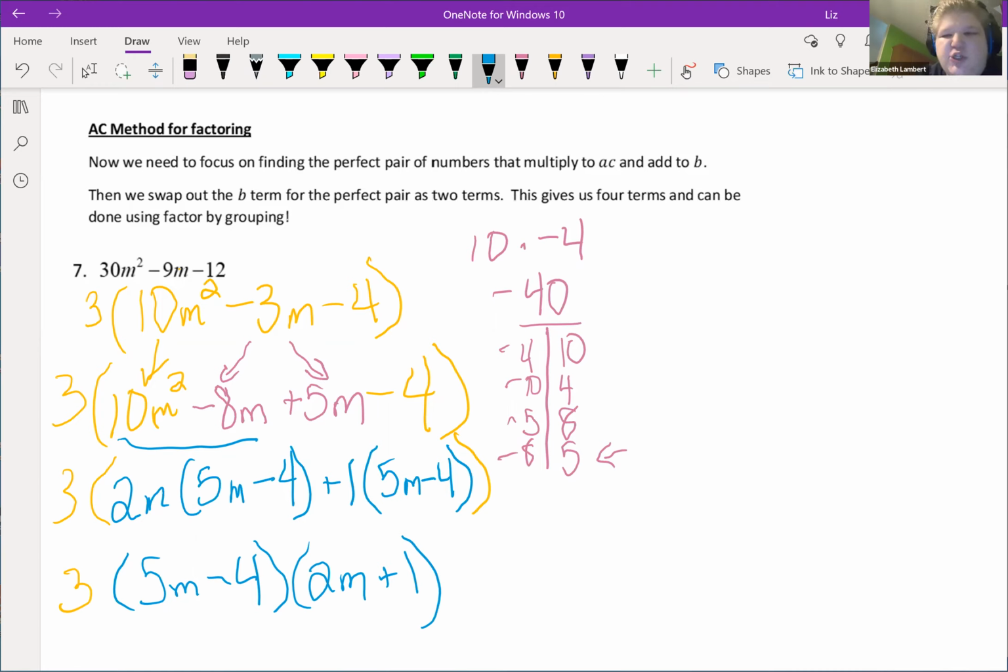5m minus 4 and 2m plus 1. So with the a not equal to 1, we still factored it. Just the a times c, we had to consider a few more pairs before we found it. But otherwise, it's the same work. You've got to think a little harder up front to find the pair, but after that, it's all the same work.